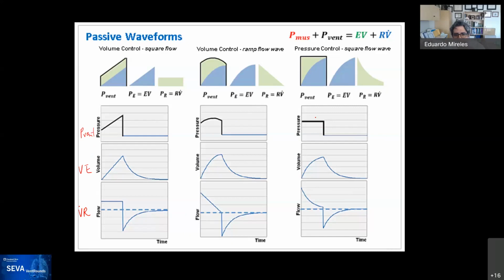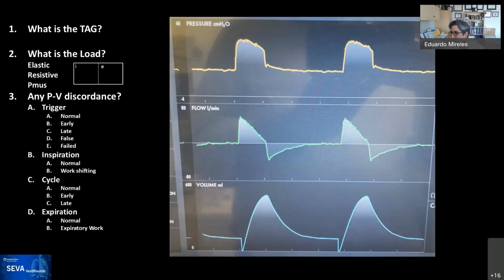And so what we're going to do now is see some examples of how you control the pressure control or volume control. Along with our usual readings of the waveforms, which have a fair amount of information as usual, the first step is to read the tag. The second is to identify the load, which is exactly what Rob is talking about with the equation of motion, knowing the resistive load and the elastic load as well as PMUS.